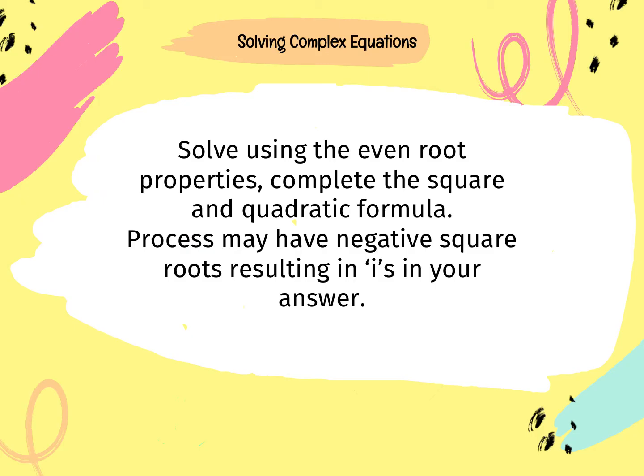So we've already learned 4 methods for solving quadratics. We learned the even root or the square root method. We learned how to factor them, complete the square, and quadratic formula. We're doing exactly the same process, but now, once we do this, we're going to end up with a negative square root. So the only difference is we're going to get i's in our answer. So all of the same techniques from section 1.4, the only difference now is we get an i. So let's go ahead and take a look at some examples.